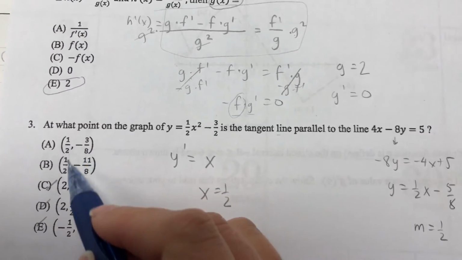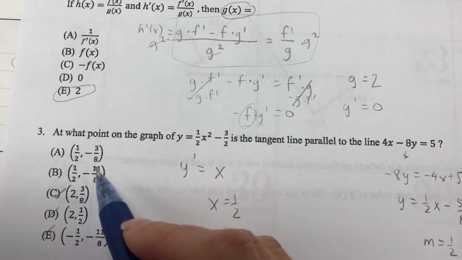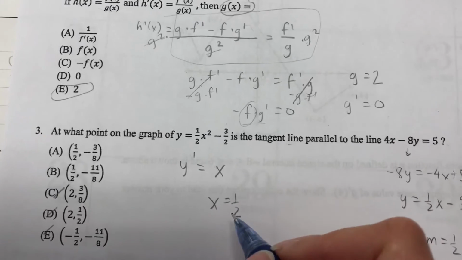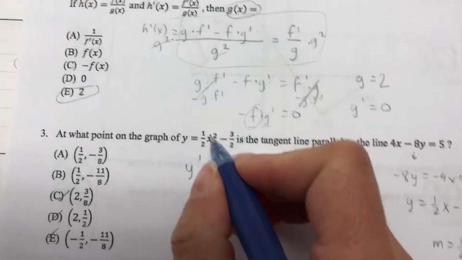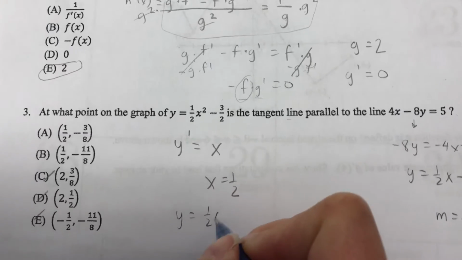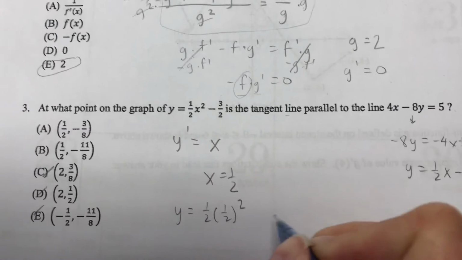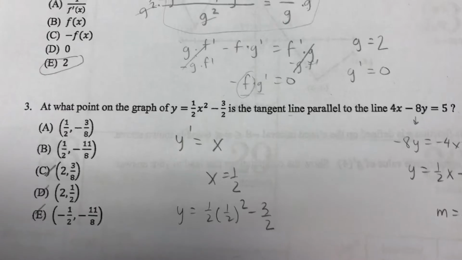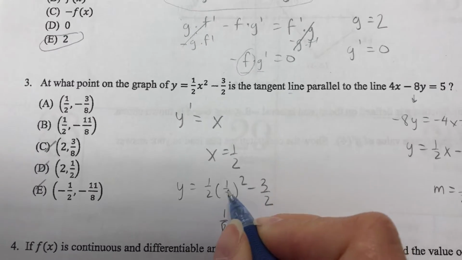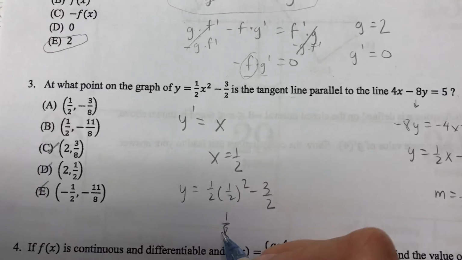And then I just have to distinguish between a and b. So I just have to determine, well, what is the y value when x is 1/2? So I'm just going to take 1/2 and plug it back into the original function. So 1/2 times 1/2 squared minus 3 over 2. And so 1/2 squared is 1/4. 1/4 times 1/2 is 1/8.